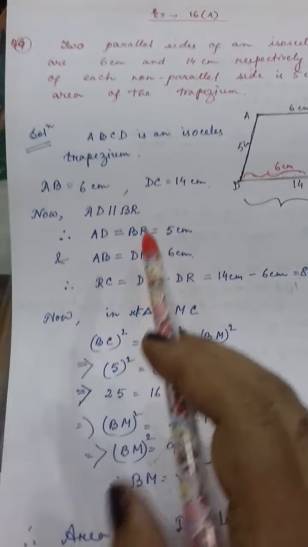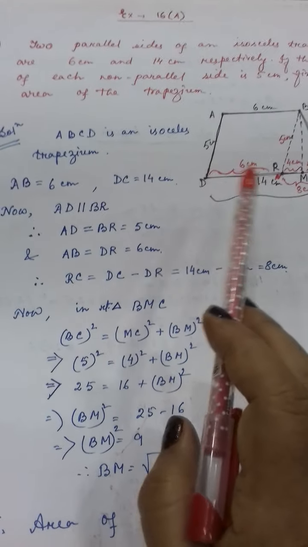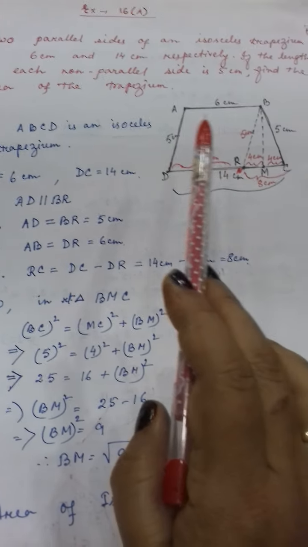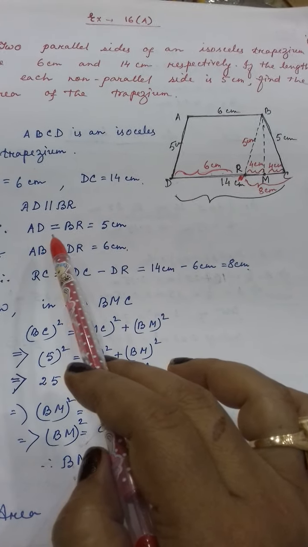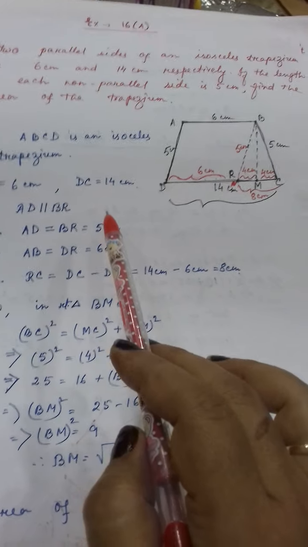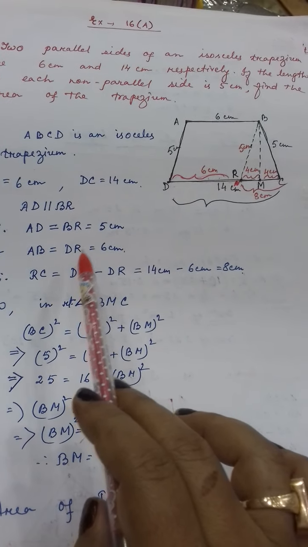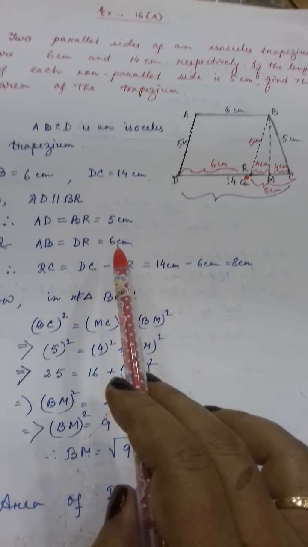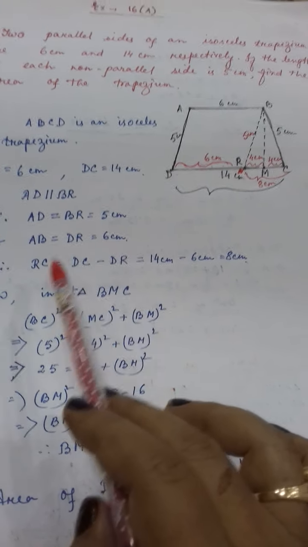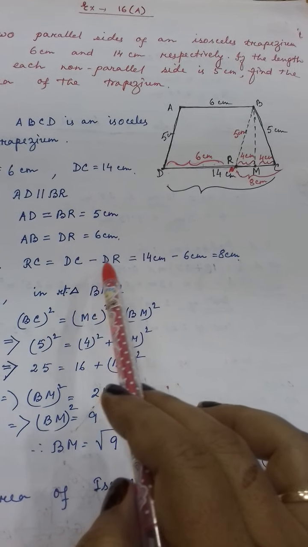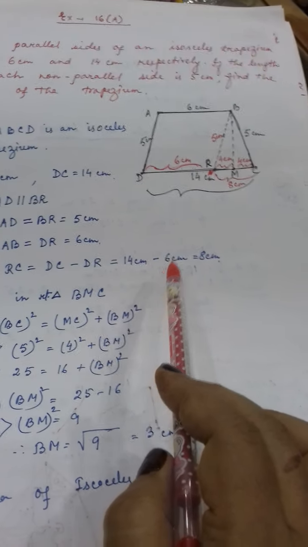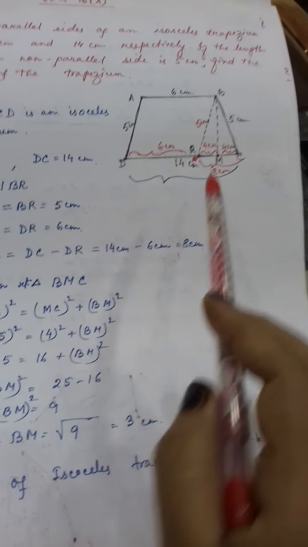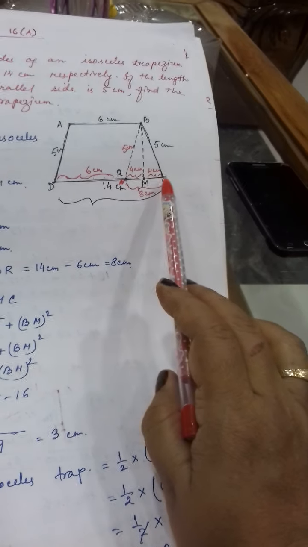Now here you see, these things I have written, which one I have told you just now. As AD is parallel to BR, so AD is equal to BR is equal to 5 centimeter, AB is equal to DR is equal to 6 centimeter for a parallelogram. Opposite sides are equal and parallel. Then RC will be DC minus DR, that means 14 centimeter minus 6 centimeter is equal to 8 centimeter. Clear? Have you understood? So here each part will be 4, 4.